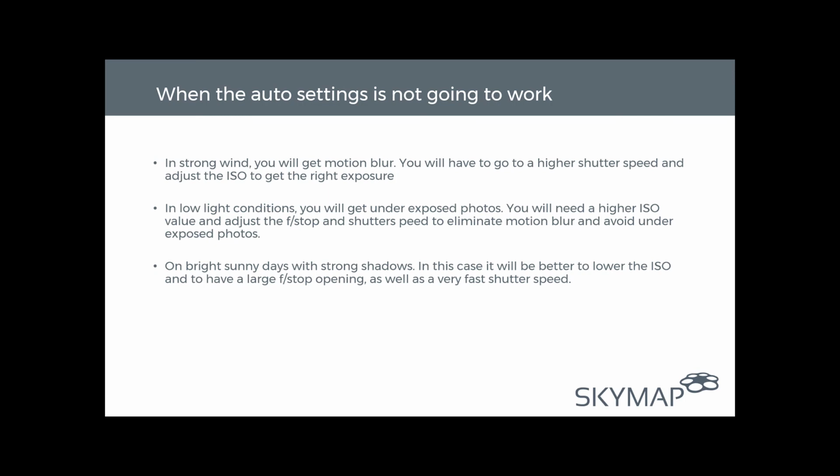In low light conditions, you will get underexposed photographs, so you will need a higher ISO value and adjust the f-stop and shutter speed to eliminate motion blur and avoid underexposed photographs. The most difficult situation is on bright sunny days with strong shadows. In this case, it'll be better to lower the ISO and to have a large f-stop opening, in other words, a low f-stop value, as well as a very fast shutter speed.